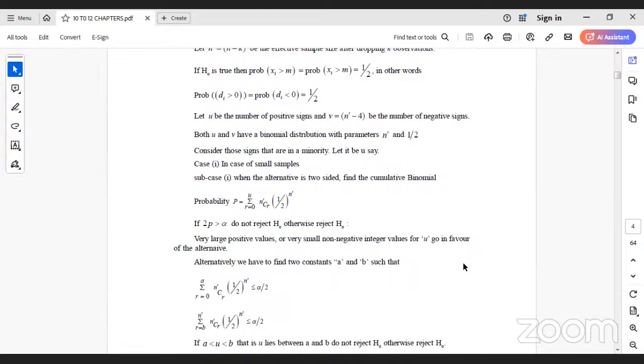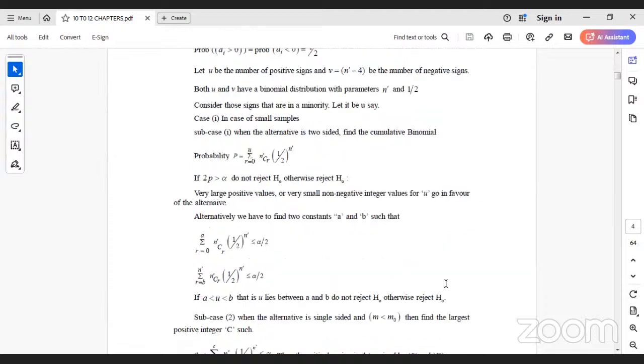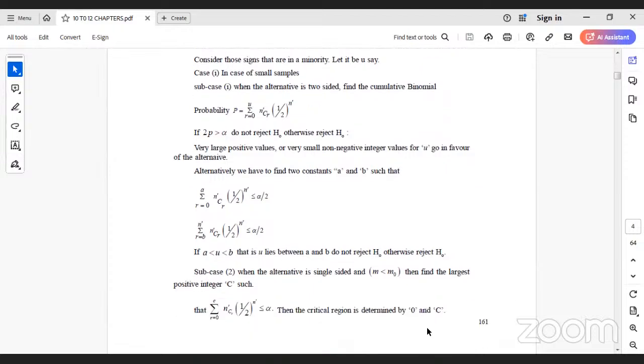For very large values, where very small negative integer values are used, we go in favor of the alternative. In the alternative, we have to find the constants a and b. Summation of r equal to a to n' nCr (1/2)^n' less than or equal to alpha by 2, and summation of r equal to b to n' nCr (1/2)^n' less than or equal to alpha by 2. Then r is equal to 0, r is equal to a and r is equal to b. This is a.